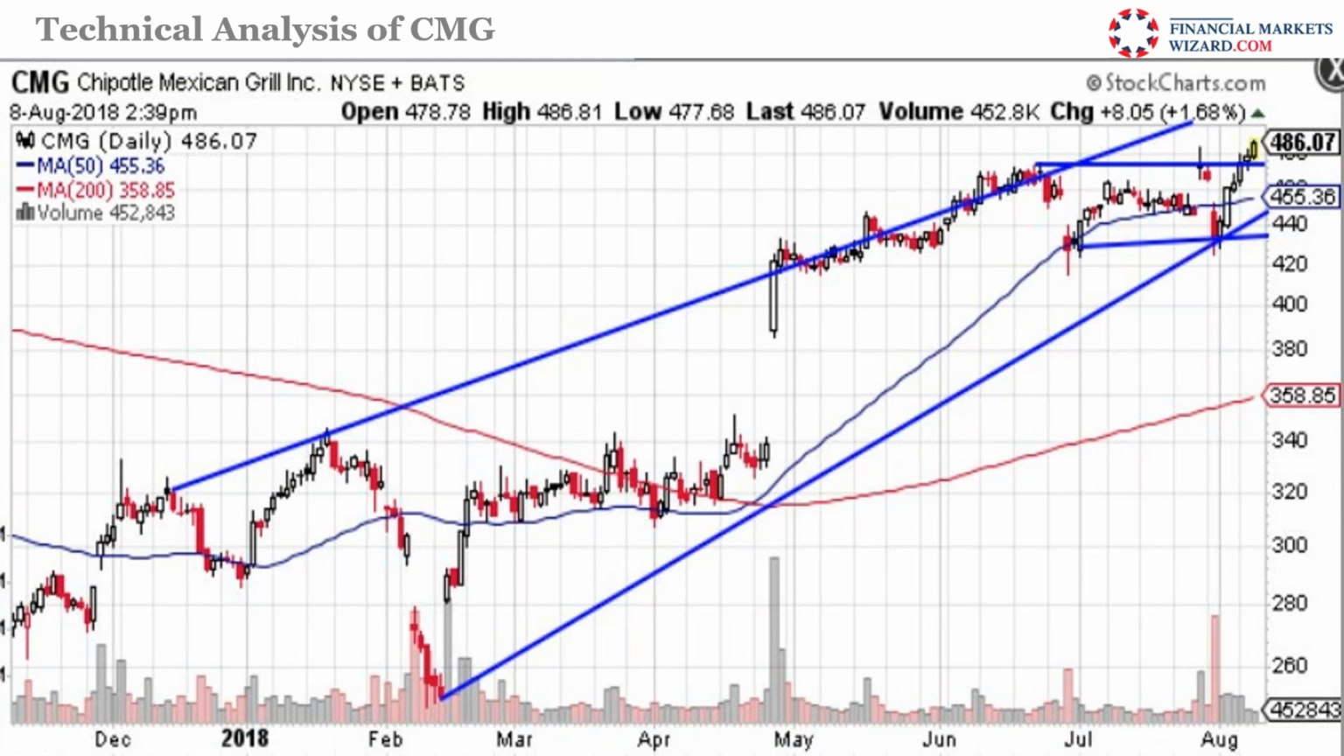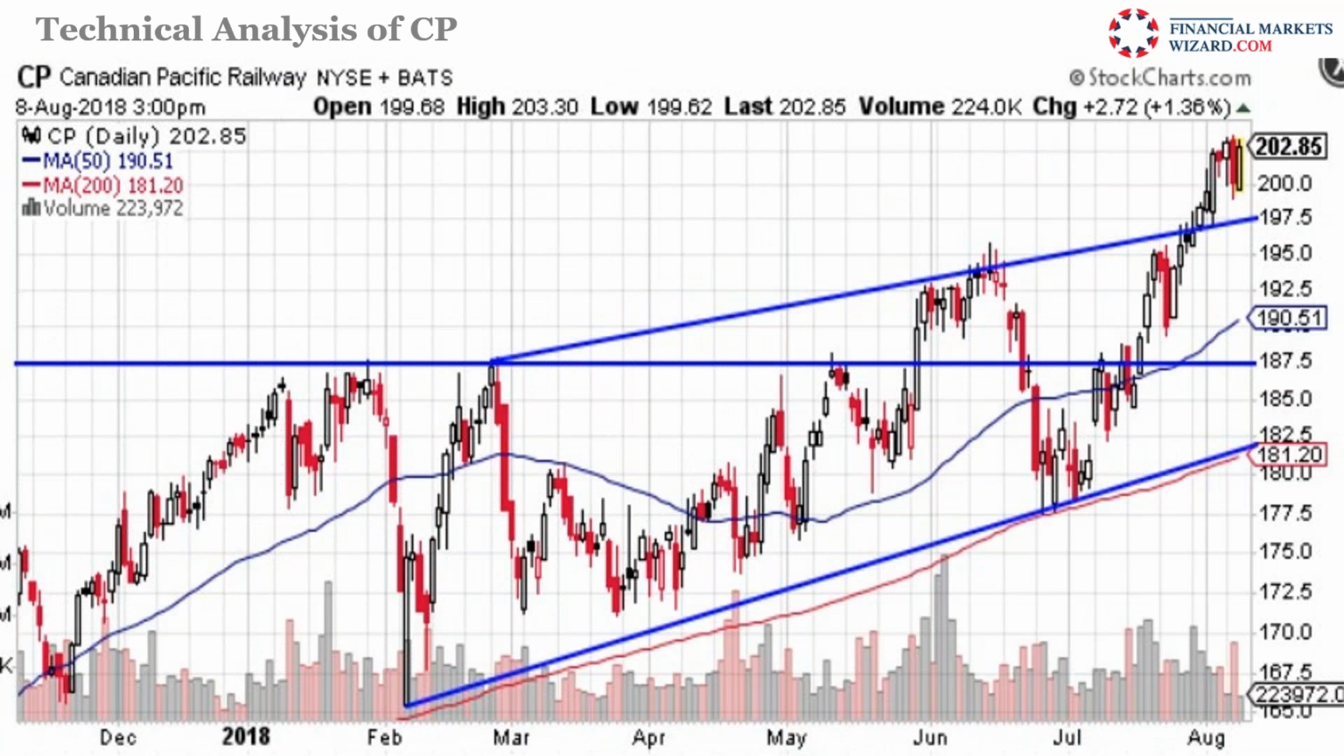500 is the target. CP. So today I saw Canadian Pacific. So it looks like it's giving me another entry. So what is happening in CP?